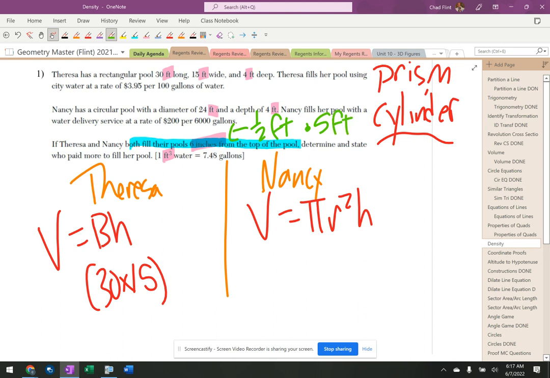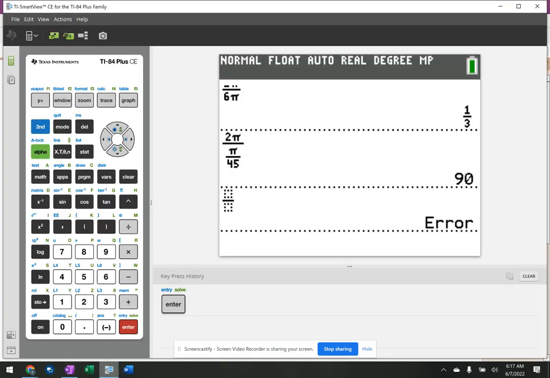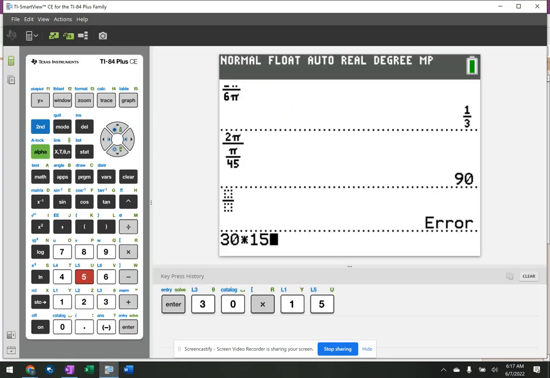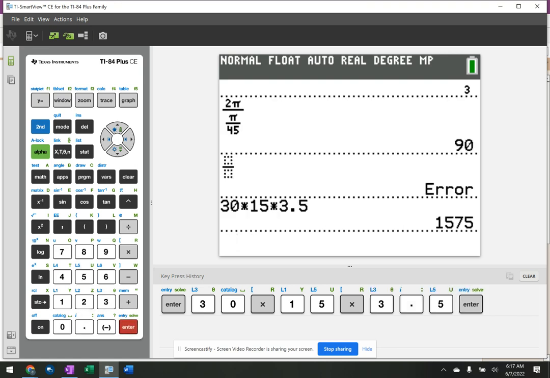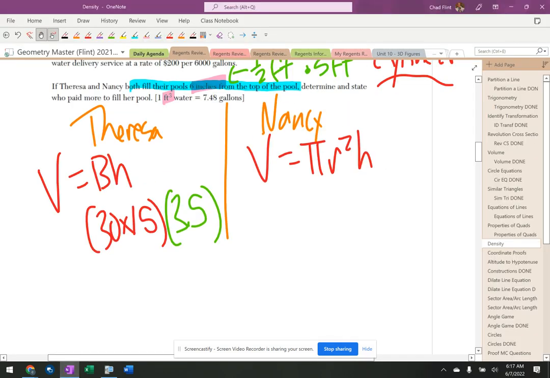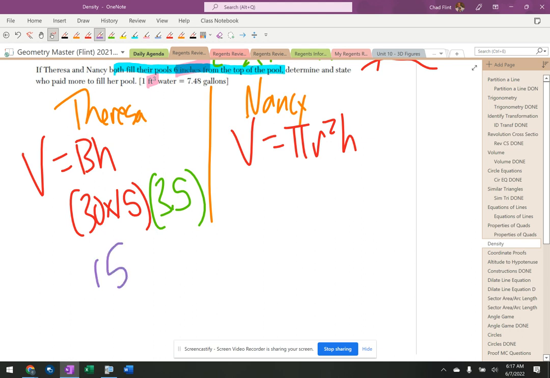All right. The minute is right here. How deep do I fill this pool? I do not fill it to 4 feet deep. I fill it to 3.5. Okay. So I'm going to take that, put it in my calculator. So 30 times 15 times 3.5 gives me 1575. Okay, so that's how many feet cubed. That's the volume.